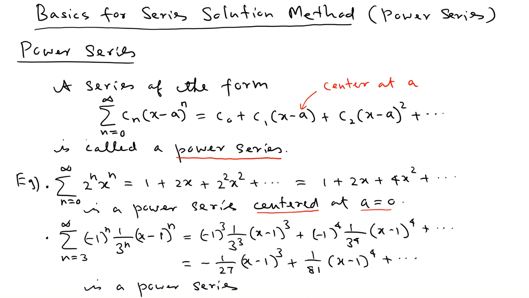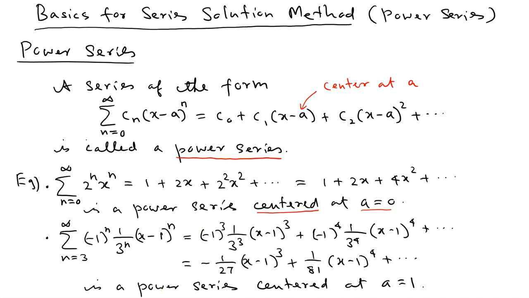It's a power series centered at a equal 1. You can see here we start with n equal 3. The question is, can you write this so that this can start with n equal 1? Actually we can do that, but we're going to discuss later how we can reindex this one, and that's very important for the power series method.